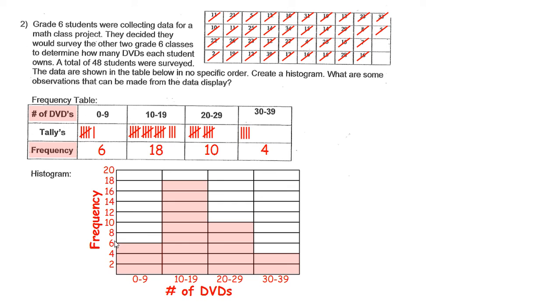All right, hopefully your histogram looked just like this. And now you have, again, reviewed and mastered how to both create and read a dot plot and a histogram. Congratulations, my little mathematicians.